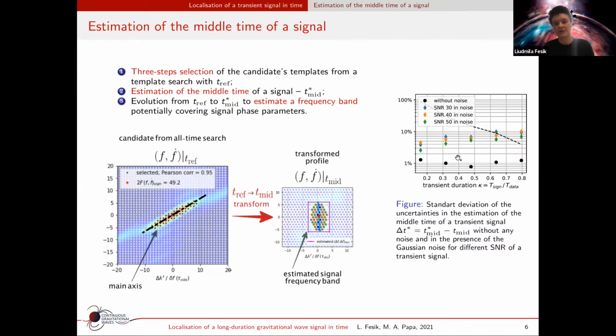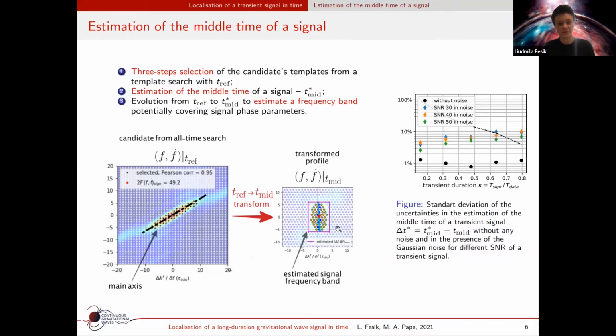If the signal is injected in the noise, then first of all, instead of the SNR reduction, we deal with 2F reduction, and the picture is a bit more complicated. It has more noise disturbances. So then our estimation is worse, about 10% for different transient durations.